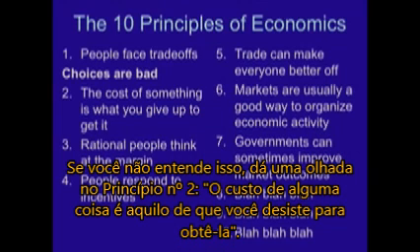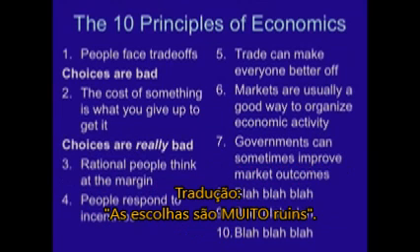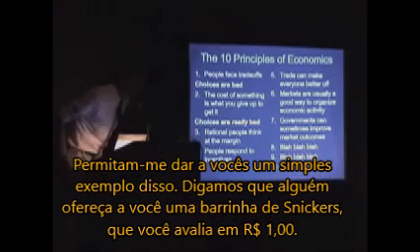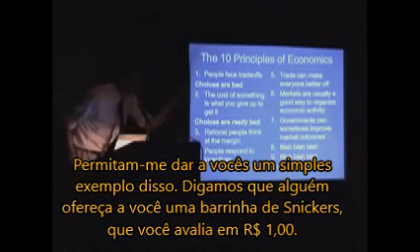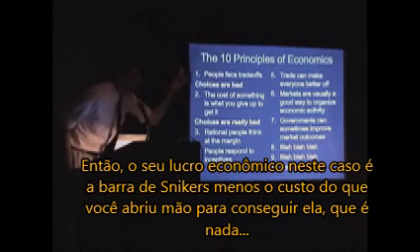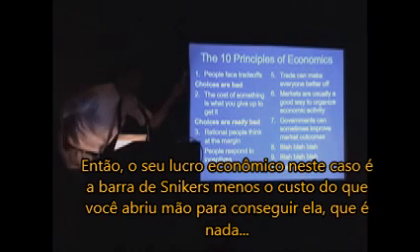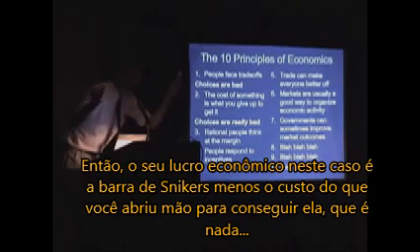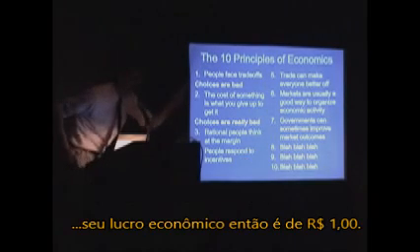The cost of something is what you give up to get it. Translation, choices are really bad. Let me just give you a simple example of this. Let's say someone offers you a Snickers bar that you value at $1. Right? So your economic profit in this case is the Snickers bar minus the cost of what you give up to get it, which is nothing. Your economic profit is $1.